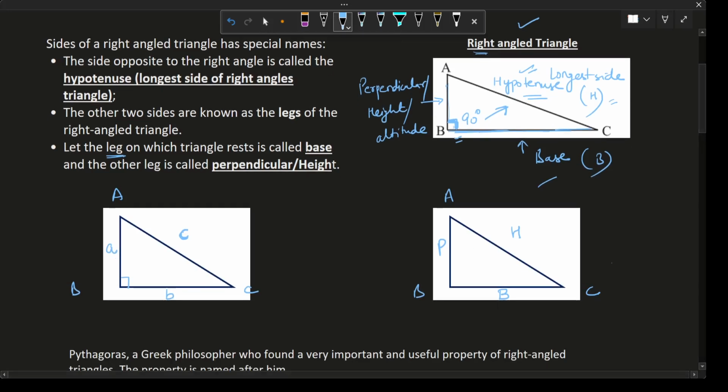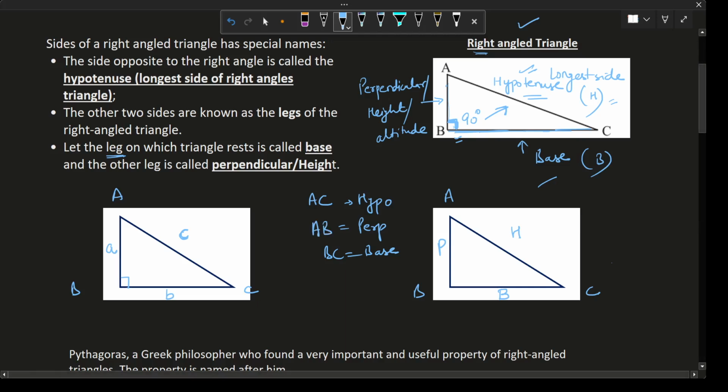And you can also do this using the triangle: AC is your hypotenuse, AB is your perpendicular, and BC is your base. You can use this way also, naming using the line segment.